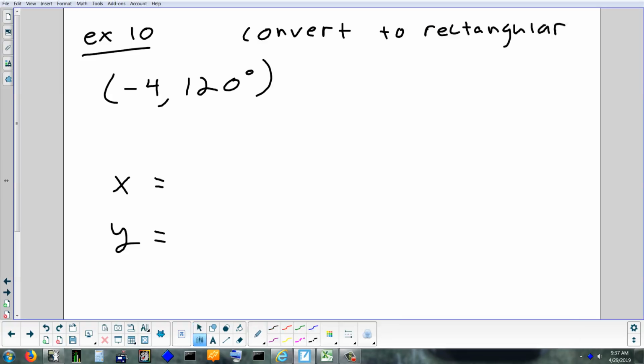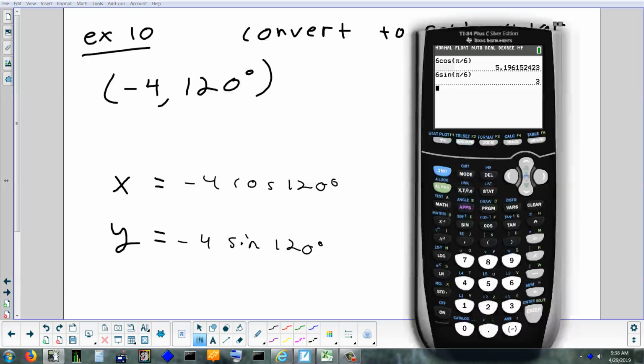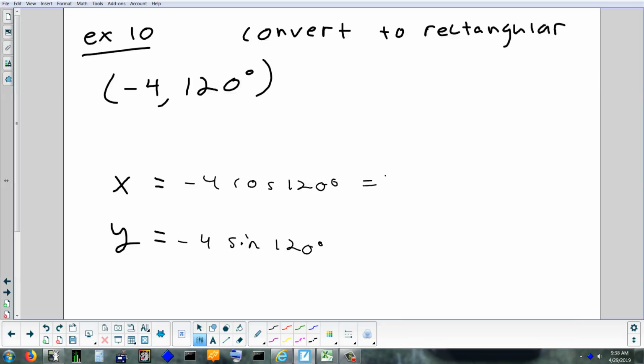Okay. What's my formula for x? -4 cosine 120. And my formula for y? -4 sine 120. Yep. All right. So let's see what we get. -4 cosine 120. We get 2.